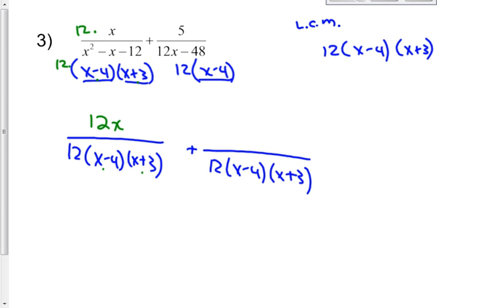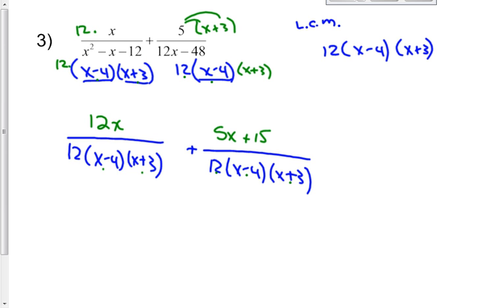Now move to the second fraction. It started out as 12, x minus 4, but when I build it up, it becomes 12, x minus 4, x plus 3. What's the only thing that's missing here is the x plus 3. When I do the distribution on the top, this new fraction top becomes 5x plus 15 over 12, x minus 4, x plus 3. Now I have my common denominator.